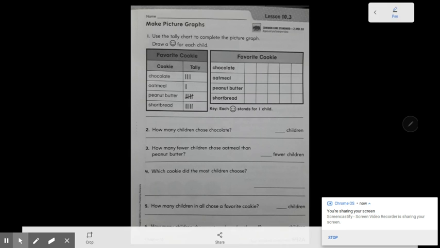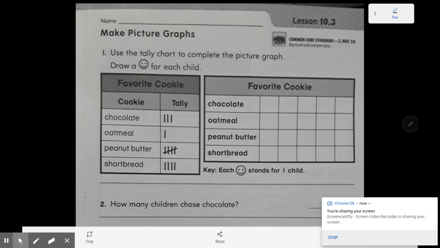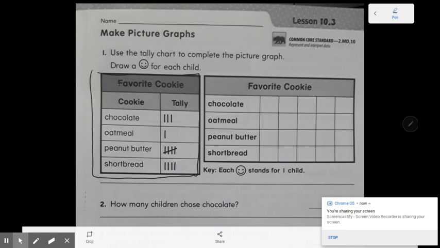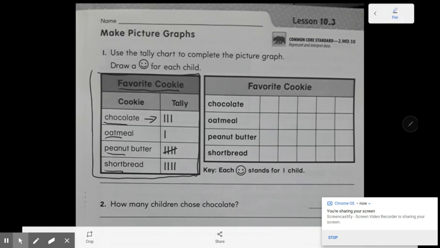Now, we recently learned how to create a tally chart. And we learned that a tally chart, like how it is right here, is represented by tallies and it represents data. In this case, we're representing favorite cookies. Now, the cookies were chocolate, oatmeal, peanut butter, and shortbread. And each tally mark represents a child that chose that particular cookie.